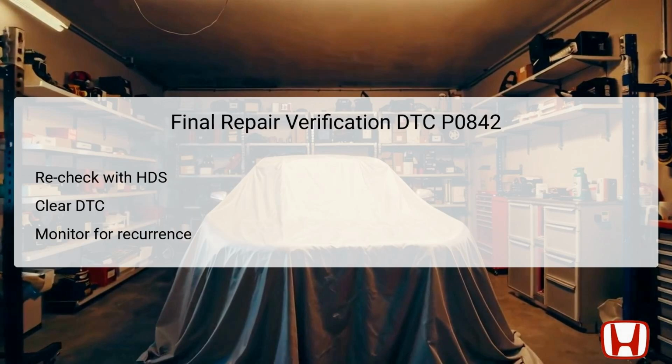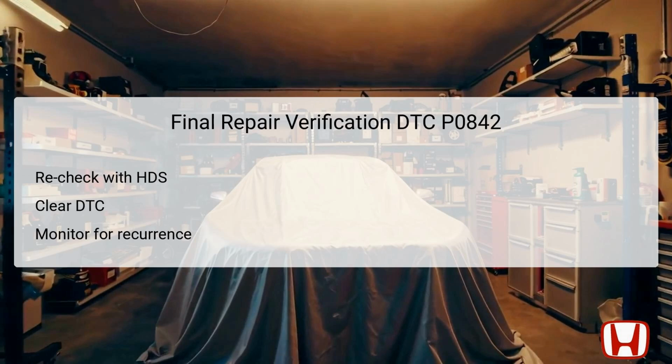After completing the necessary repairs for DTC P0842, it's essential to perform a final verification to ensure the issue has been fully resolved. Start by rechecking the parameters using the HDS to confirm that all readings are within expected thresholds. Make sure to clear the DTC from the system once again, allowing for a fresh start. After clearing, it's advised to take the vehicle for a test drive to monitor its performance and watch for any recurrence of symptoms. This driving cycle will help verify the successful resolution of the issue and ensure all repair measures were successful.